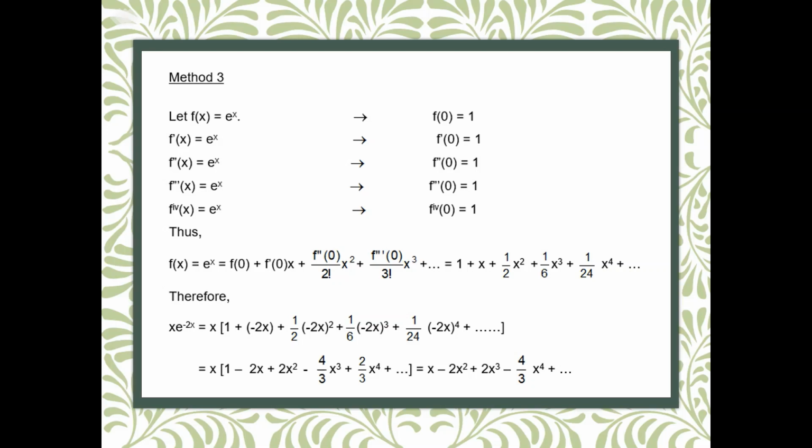Take note that you can only apply method 2 and method 3 for Maclaurin series, not for the Taylor series. And take note that you can only ignore the polynomial function, not other than that.